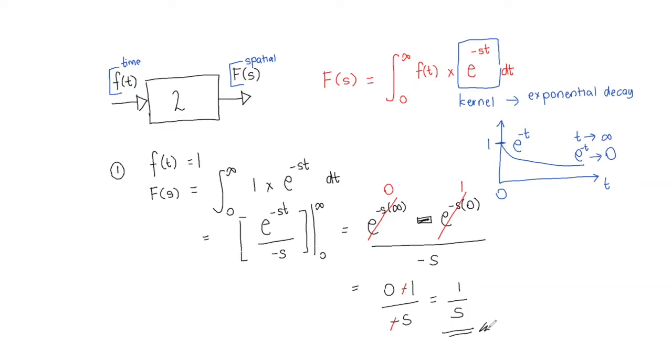It's as simple as that. Okay, now let's go to the next example, something which is slightly more complicated. Assuming you have an input signal which is exponential to the power of at. Now here a itself is a constant, okay? It can be any value, 1, 2, 3, doesn't matter. Let's assume a is a constant.